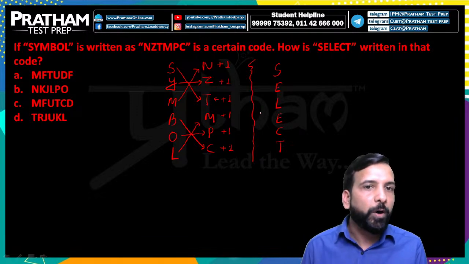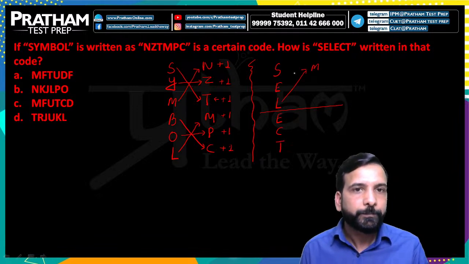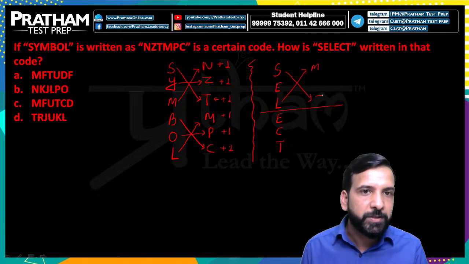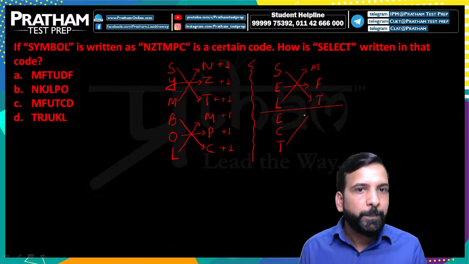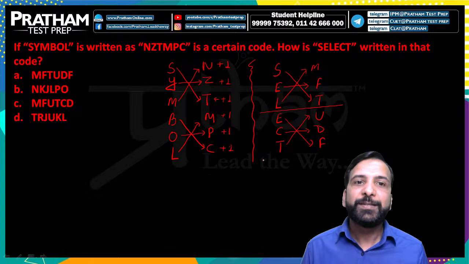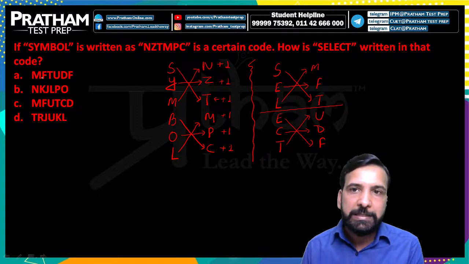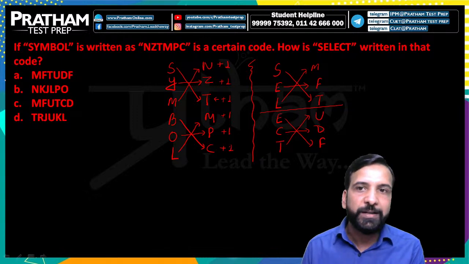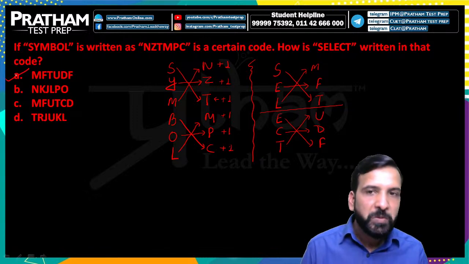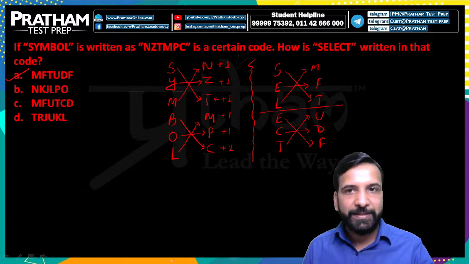Divide the word in two parts. L plus 1 is M, S plus 1 is T, and E plus 1 is F. T plus 1 is U, E plus 1 is F, and C plus 1 is D. So MFT UDF. Which option says this? MFT UDF. That is option A, correct for this particular question. Right. Now moving to the next question.